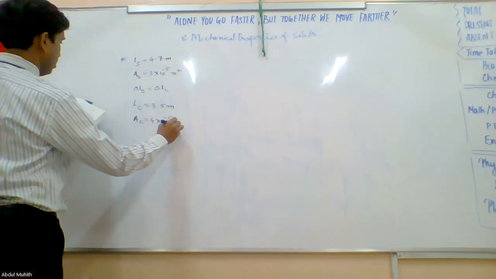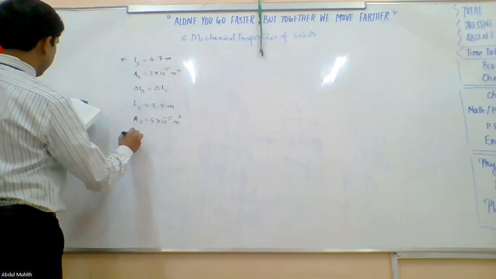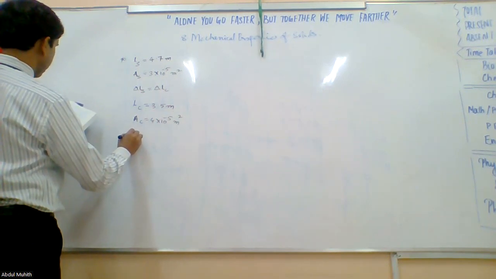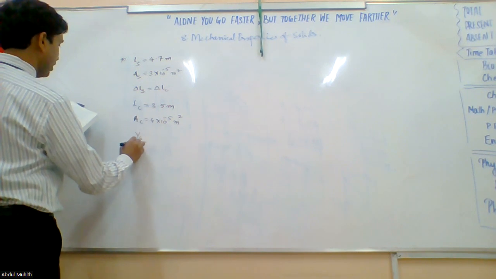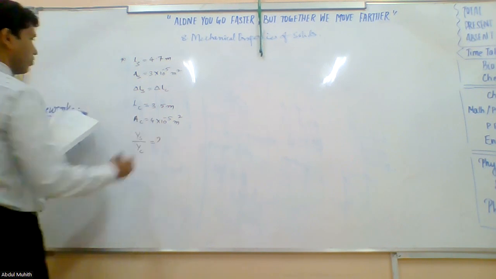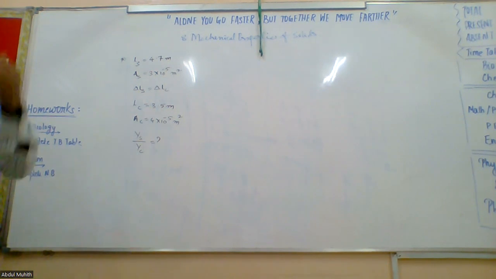-5 square meter. So under given load, what is the ratio of Young's modulus of steel to Young's modulus of copper? He is asking this. Is that clear? Is the question clear?